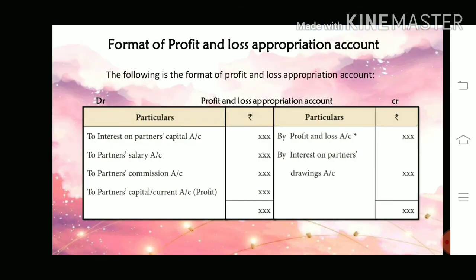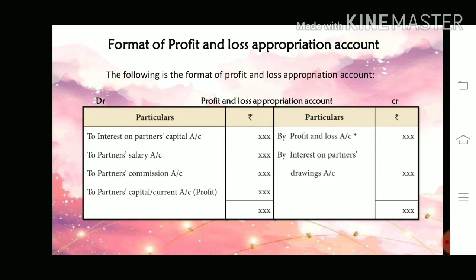Okay, next, what is the format of the profit and loss appropriation account? Students, I hope you are thorough in this format so you can easily prepare this account. If you study this format well, students, you can easily take the values, apply them and find the answers. Okay? So the format. Now let us see the format of the profit and loss appropriation account.